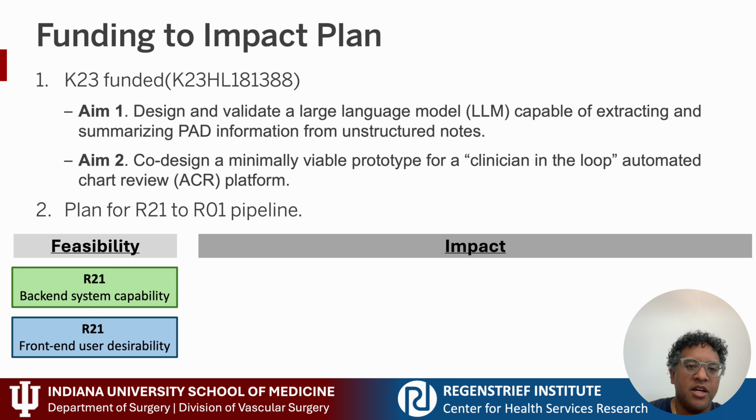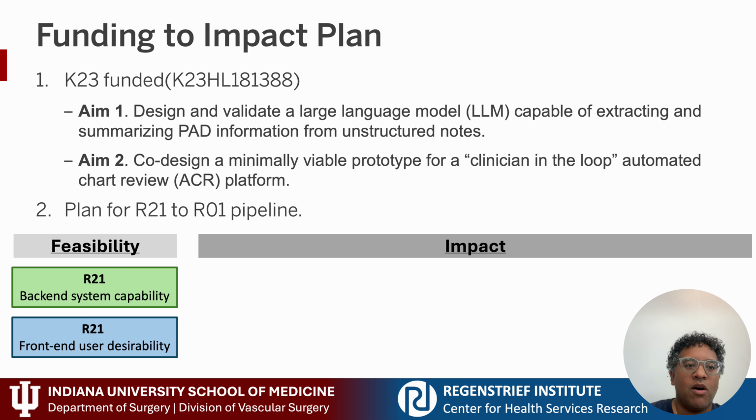So essentially, to prove feasibility, the next step is writing 2 R21s, which are exploratory grants, one to deal with back-end system capabilities and the second to deal with front-end system capabilities. These align basically with the 2 aims that I have. On the front end, we want to co-design a minimally viable prototype for the clinician in the loop automated chart review platform. The R21 is refining that more than was able to be done through the limited funds available for the Career Development Award on this K23.